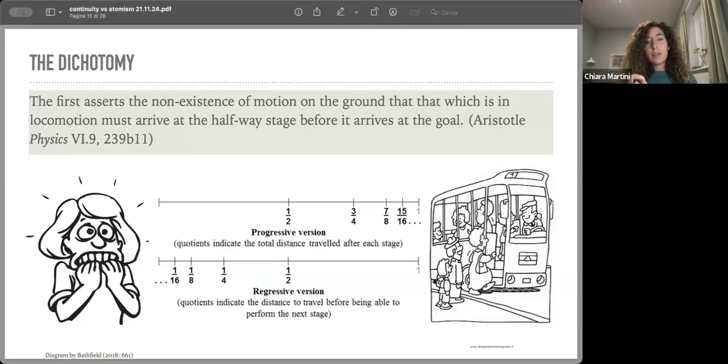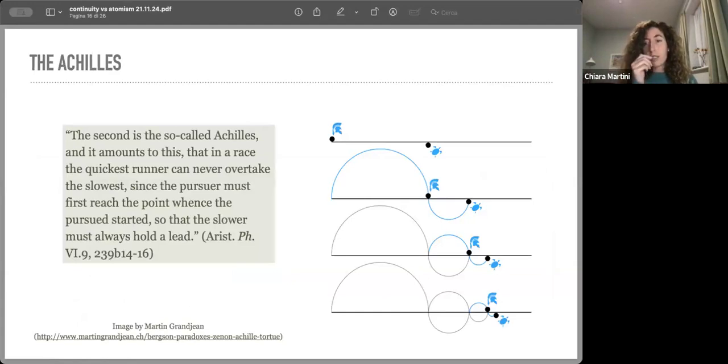But before getting halfway through, she has to cover a quarter of the distance. And before being able to cover a quarter of the distance, she has to cover 1/8 of the distance, etc., etc., etc. So Mary cannot even start running towards the bus, because before any step, she should have taken a smaller previous step. There are 2 versions. You can do this as Mary cannot start or as Mary cannot reach the bus, but the structure is identical.